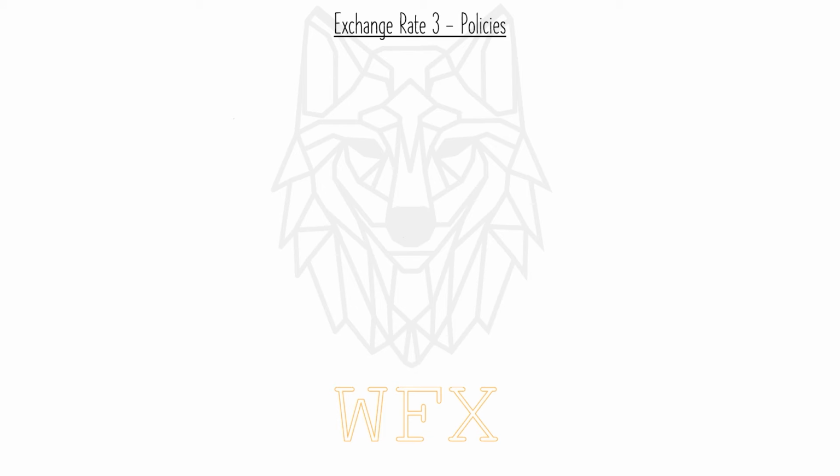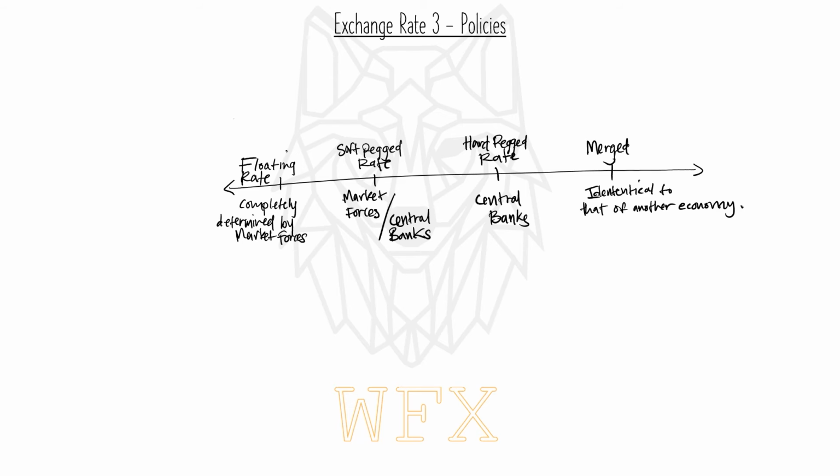Exchange rate policies come in a range of different forms. A floating rate is completely determined by market forces. A soft pegged rate is usually determined by market forces, but the central banks sometimes intervene. A hard pegged rate is controlled by central banks to keep the currency fixed at certain levels. Merged currencies are completely identical to that of another nation's currency.